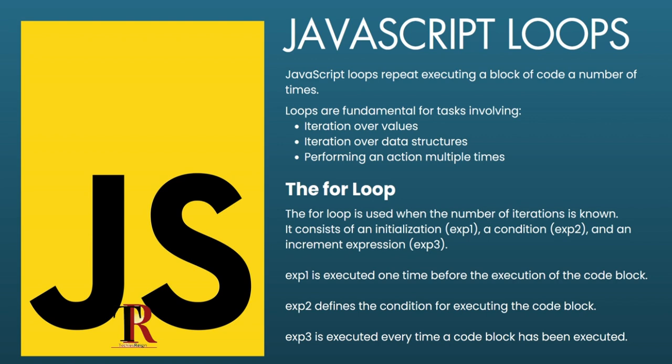The first one I'll be talking about is the for loop. The for loop is used when the number of iterations is known. If you want to use this loop, there's a condition that needs to be met: you know the number of times your iterations should run. Then it is a very handy loop to call upon. It consists of an initialization expression one, a condition expression two, and an increment expression three, which means a for loop always takes three expressions: one for initialization, second for condition, and the third for increment.